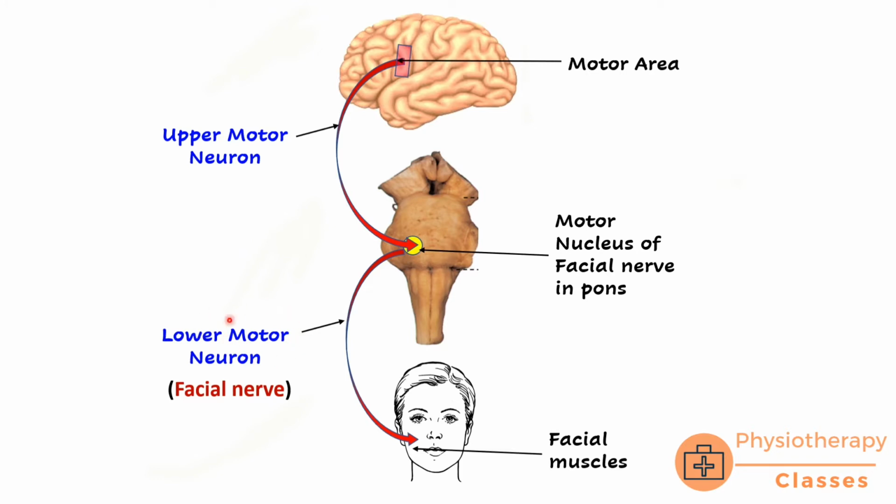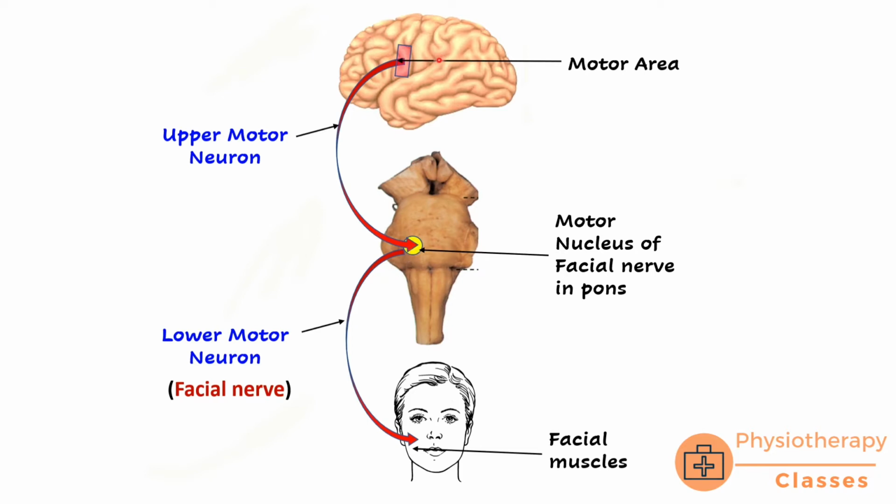Coming to lower motor neurons, their cell bodies for cranial nerves, right? They will be located in their motor nuclei, right? Where exactly they will be present? They can be present either in the midbrain, pons or medulla. For facial nerve, the motor nucleus is located in the pons.